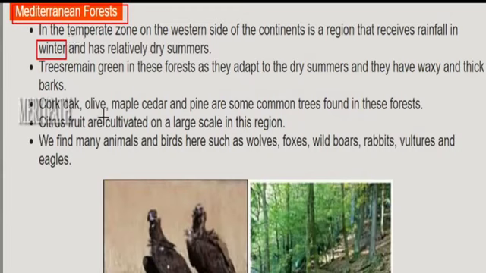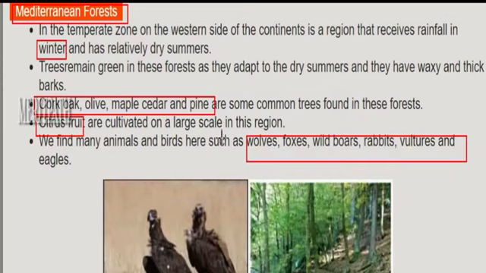The kind of vegetation found in the area consists of broad-leaf evergreen shrubs, bushes and small trees like oak, olive, maple, cedar, pine, etc. And the climate over here is hot, dry summers and mild, wet winters. That is, it receives rainfall in winter as I said. And they are found in the southwestern zone. These places are famous for growing citrus fruits like oranges, olives and grapes. That is why the most common trees, as I said, are oak, olive and pine.